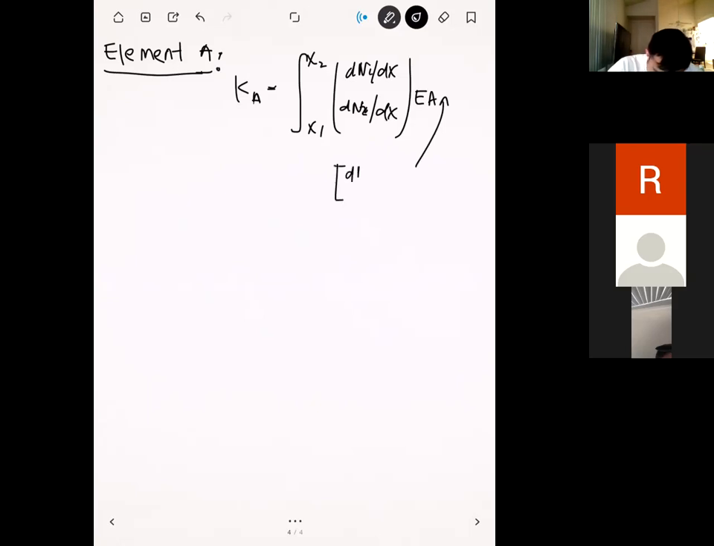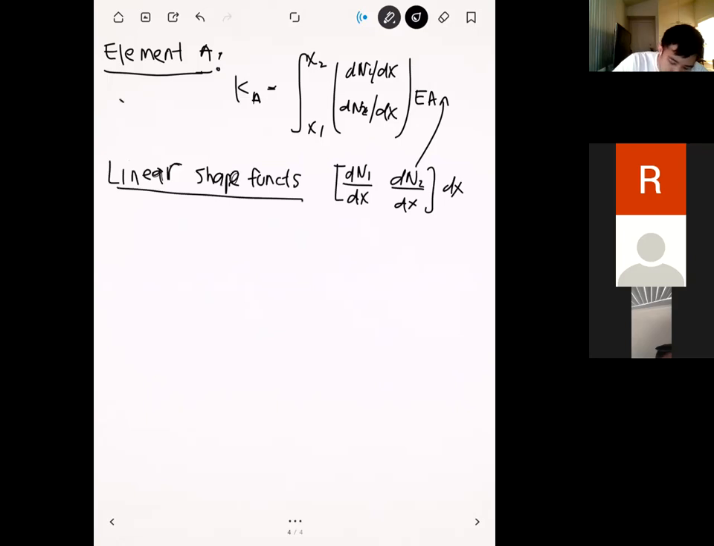Then we have our shape function derivatives again, and then dx. So we basically have a column vector multiplied by E times A, multiplied by a row vector, then times dx. Since we're using linear shape functions, we can simply write out the expressions for dN1/dx and dN2/dx. Oh, and let's also note that for element A, x1 is going to be equal to 0, and x2 is going to be equal to 5.